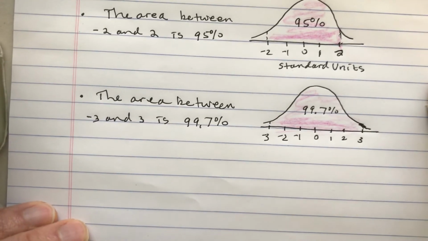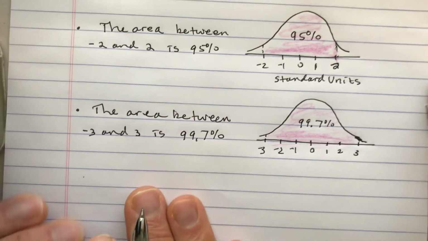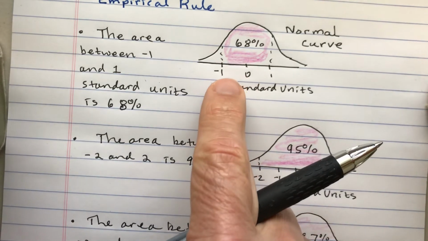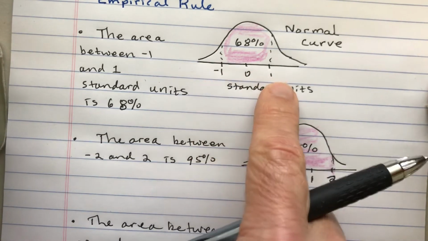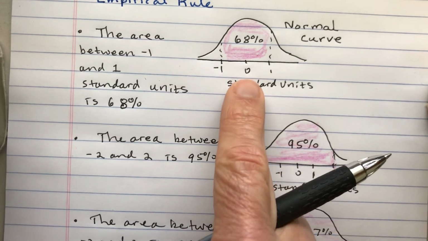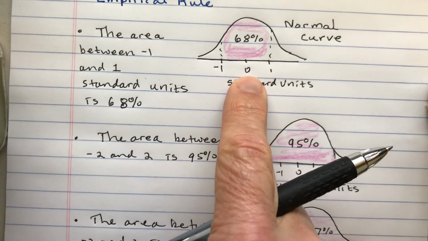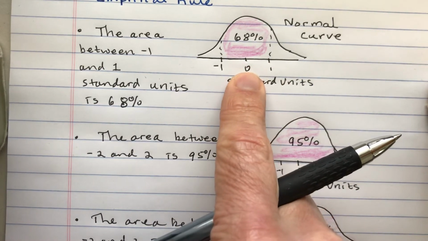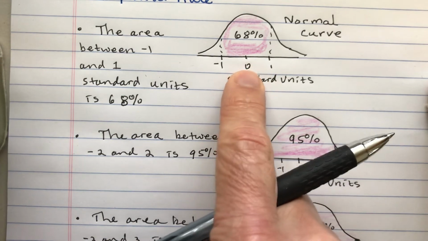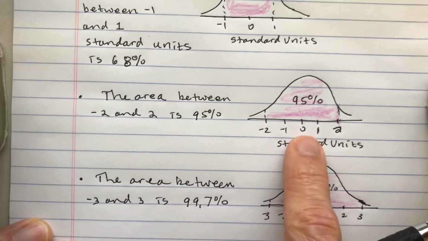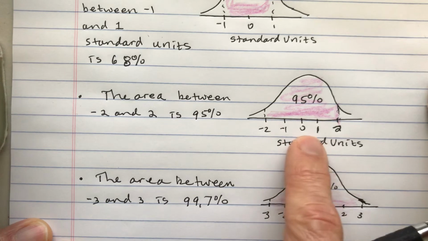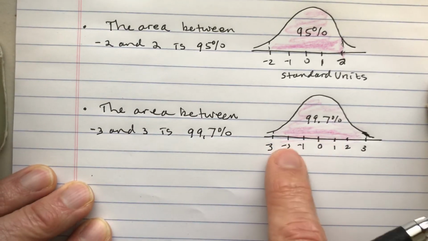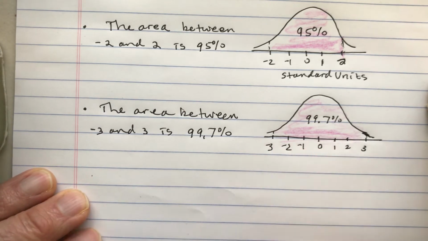Okay, so let's then use that. Let's go again first before I move on. 68% is between -1 and 1 standard units, or you could say it's within 1 standard deviation of the mean. This guy right at 0 is the mean. 95% is within 2 standard deviations of the mean, and 99.7% is within 3 standard units of the mean.